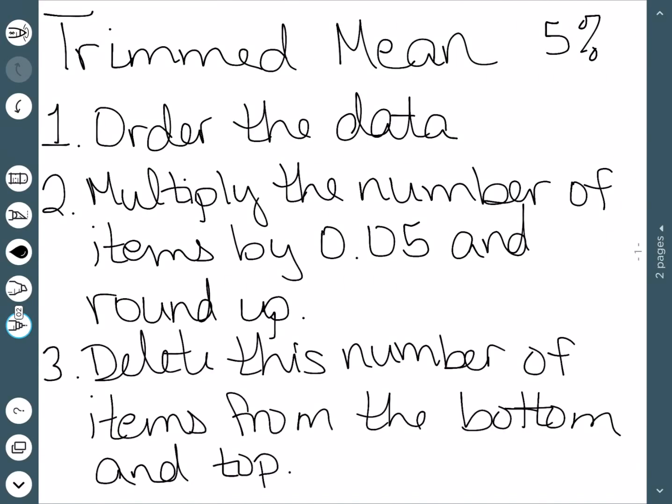Once we've done that, we're going to delete this number of items from the bottom and the top of our data, which is why it's important to have it ordered. Essentially, in step 2, if we were to multiply and we get a number like 3, we would delete the lowest 3 and the highest 3 data points. This essentially allows us to exclude these outliers, these extreme data points that really affect our data but don't really belong. So now that we have a basic idea, let's do an example.